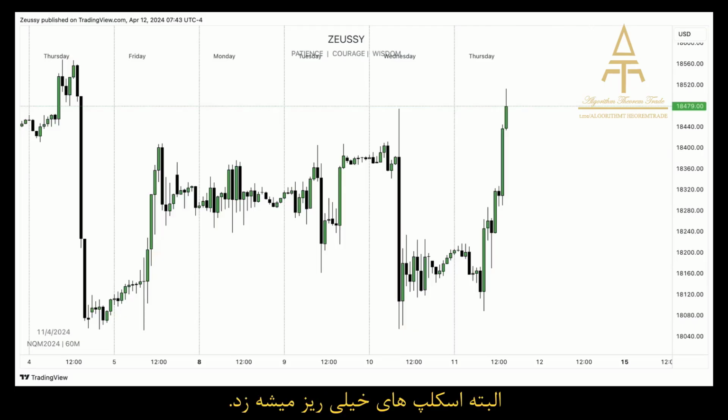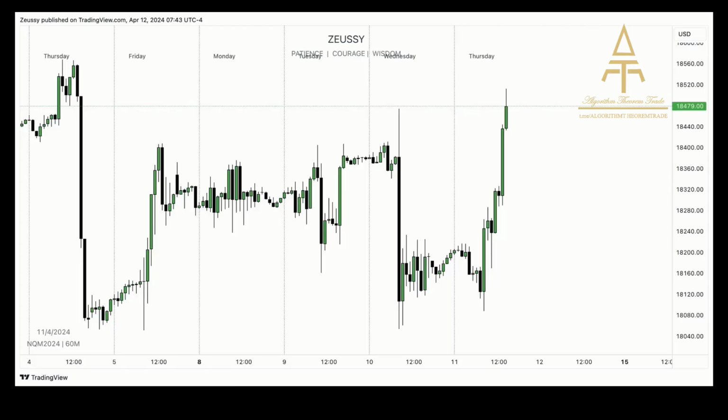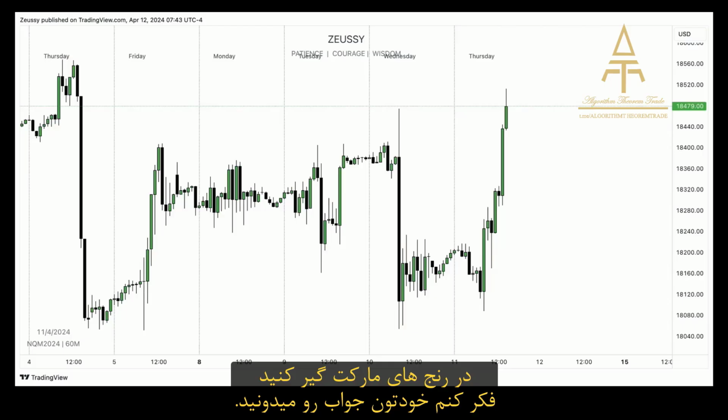Surely there are very small scalps that are possible within these ranges. But would you rather wait for a day and wait for a clean bread and butter setup? Or would you rather go into the lower time frames on the second chart and start scalping the range and be surprised that the market just goes sideways? I think the answer is very clear to that question.